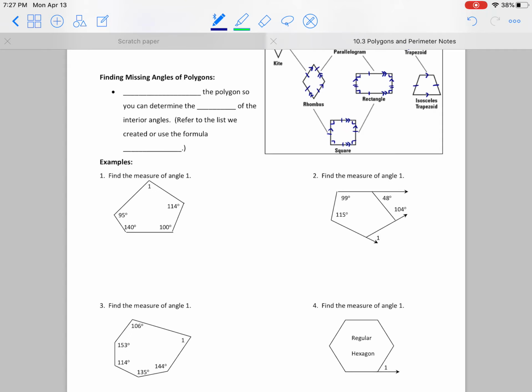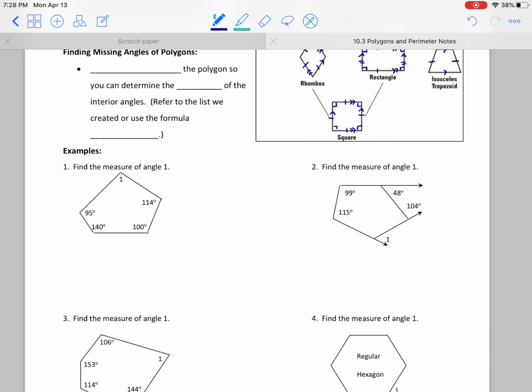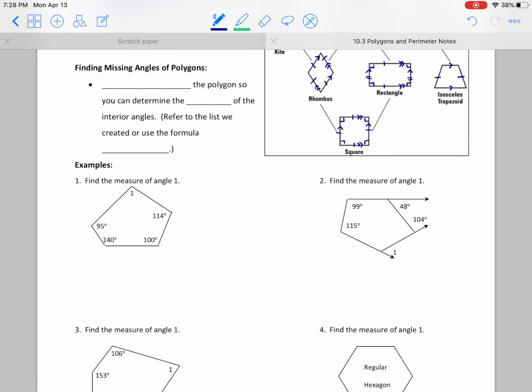So you should be able to, like with the triangles, figure out missing angles in any polygon. So the first thing we want to do is classify our polygon. Let's decide what it is so that we know the sum, okay? And we can either refer to the list that we created, or we can use the formula that says take 180 and multiply by n minus 2.